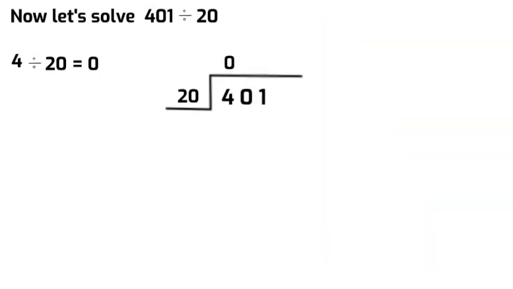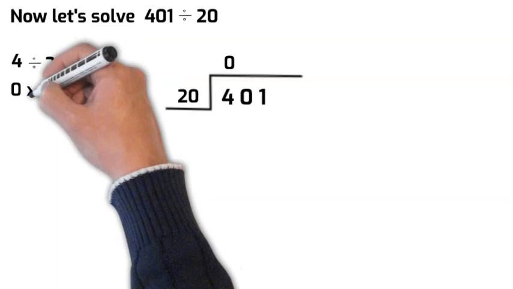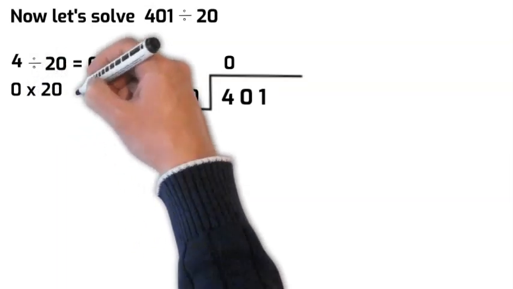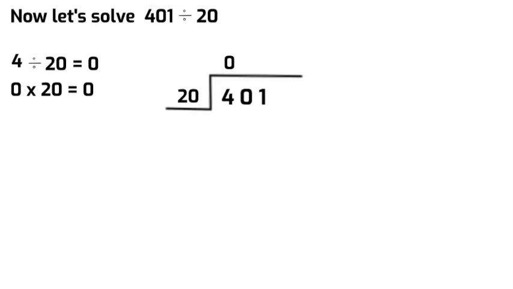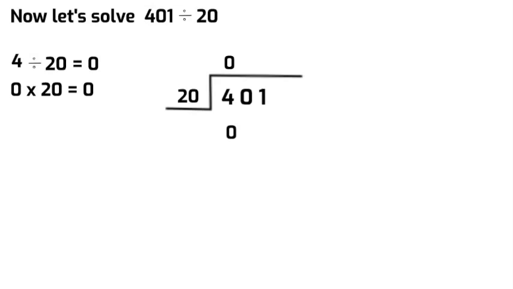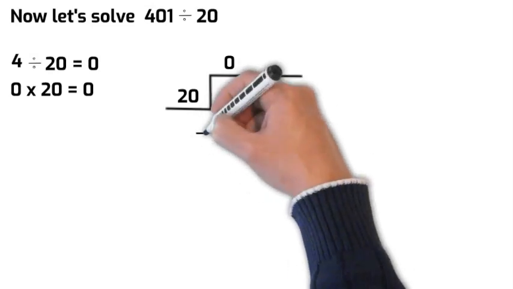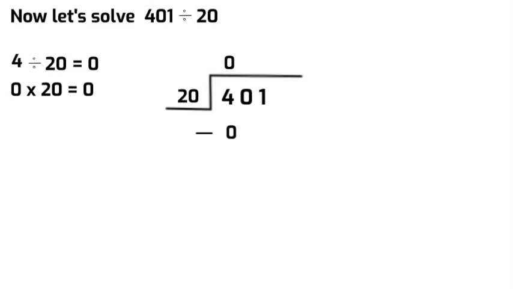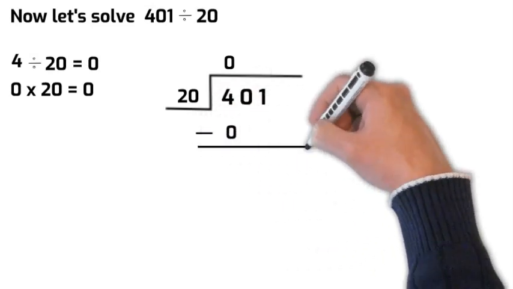Next, we multiply 0, which is our result, by our divisor 20. 0 times 20 is equal to 0. We go beneath our first digit of our dividend and write down 0. Then we place our minus sign and draw a horizontal line for the next operation.